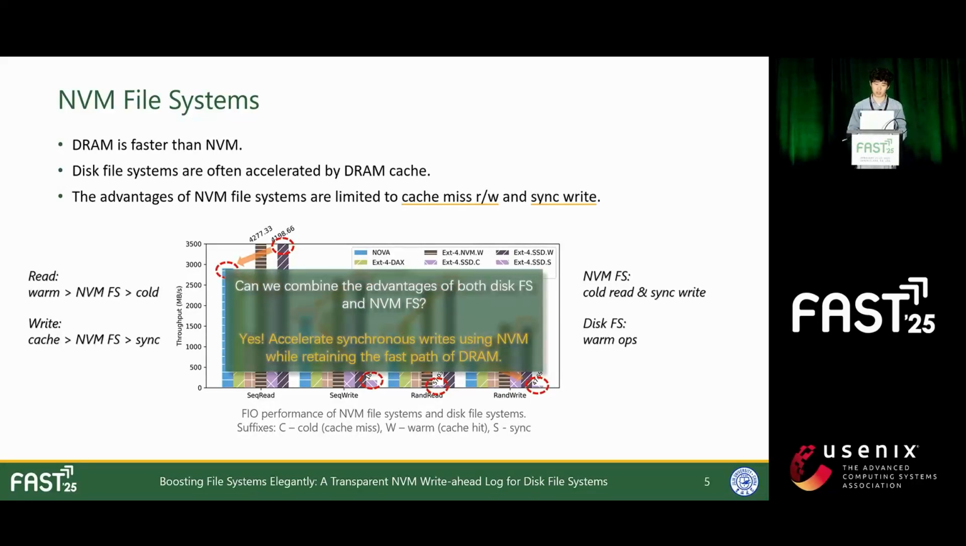So here's a question. Can we combine the advantages of both disk-FS and NVM-FS? And I think the answer is yes. We can accelerate synchronous writes using NVM while retaining the fast path of a DRAM cache.